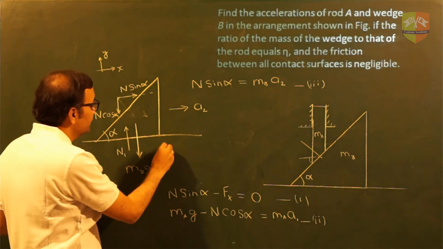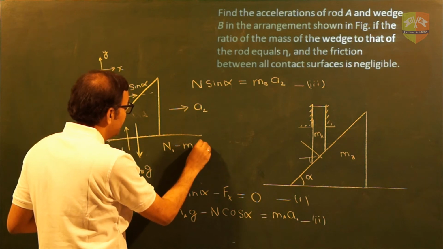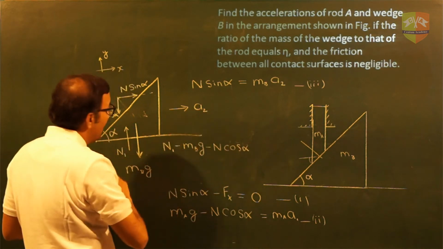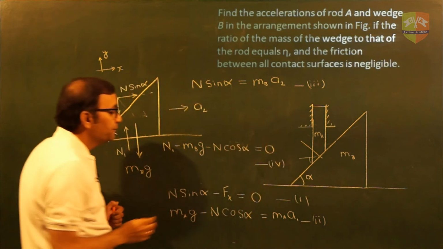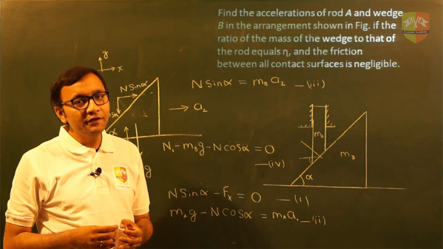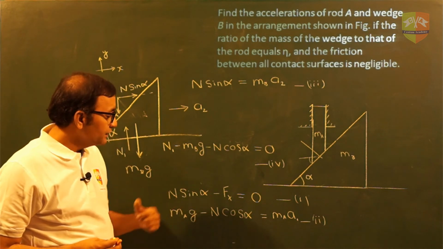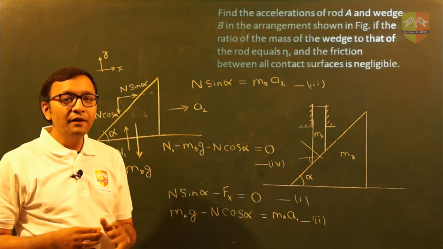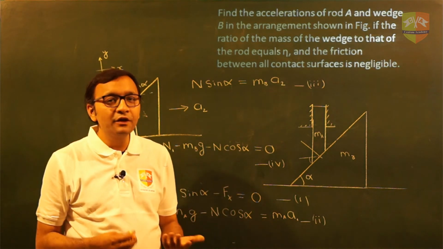And along y-axis you'll see N1 minus mBg minus N cos alpha is equal to 0. Fine. So we have 4 equations. These are Newton's second law equations. Let us count the number of variables. We have normal reaction, F, a1, a2 and N1. So we have 5 variables, but right now we have only 4 equations. So how do I get the 5th equation?